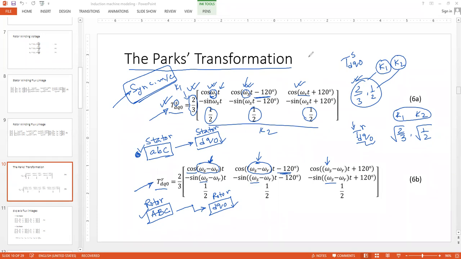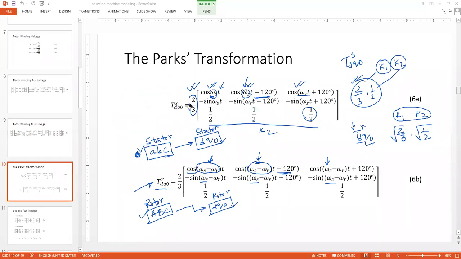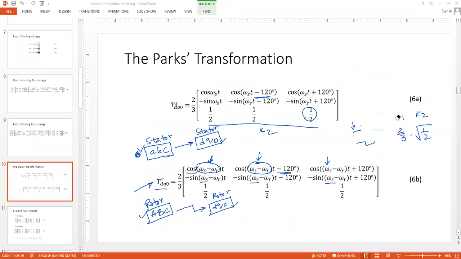So why are they different? Let me give you a quick review on that. The first matrix, the top one, T dq0s, is helping us to transform the ABC frame quantities, small abc, that is the stator quantities, to the dq0 quantities. I shouldn't write stator here. So this is dq0 quantities. This is also dq0 quantities. This is a different frame.